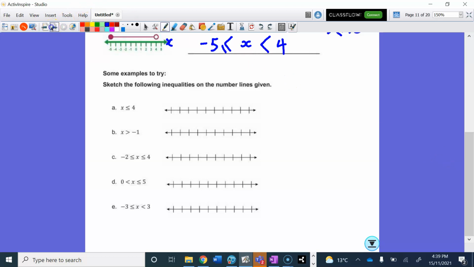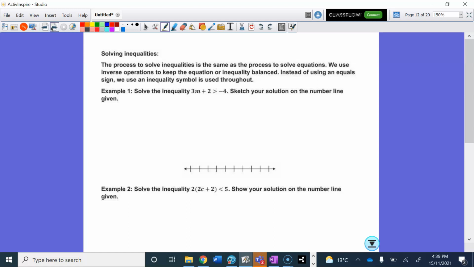The next little part of the booklet is solving inequalities. So similar, almost identical to what you already know about solving equations. So if you were solving the equation 3m plus 2 is equal to -4, that's basically year 7 algebra.